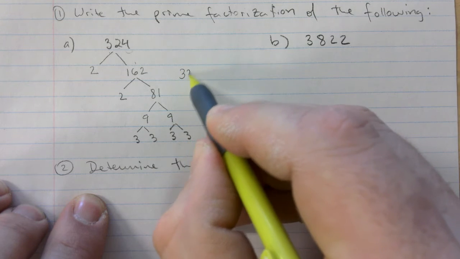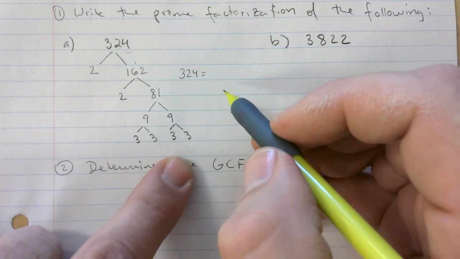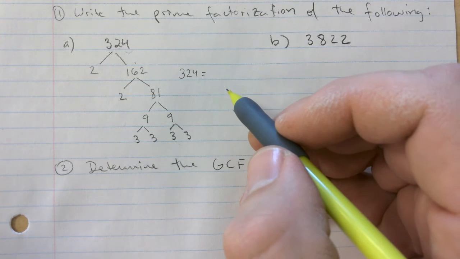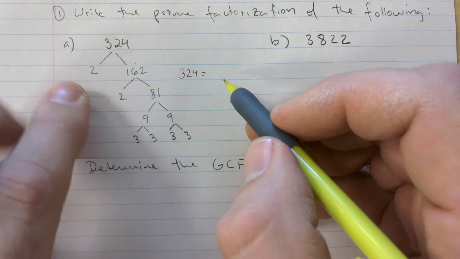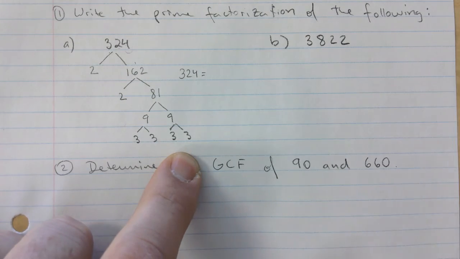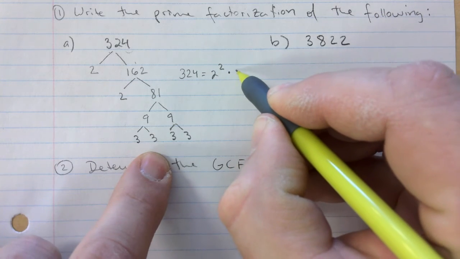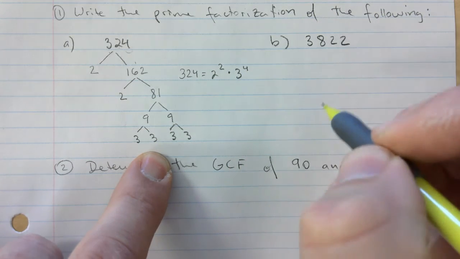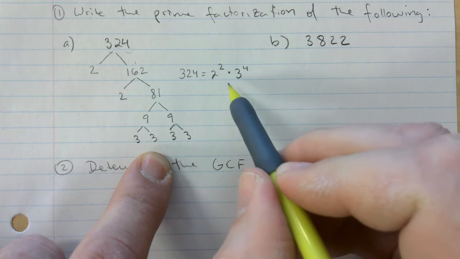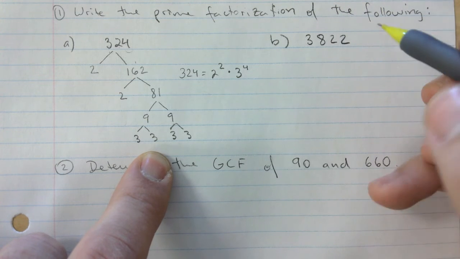So you conclude saying 324. I asked you to write down the expanded form, but most likely, right, we will write down the short version of it with the powers. So it's 2 to the power of 2 times 3 to the power of 4. Okay, so there you have your prime factorization, but there's really nothing wrong with writing the expanded form of it.